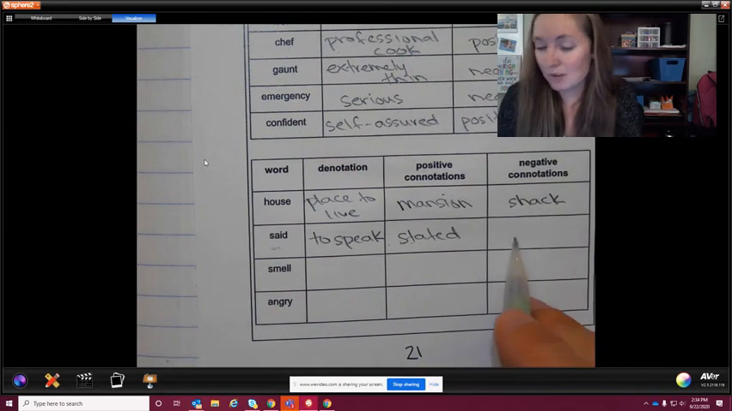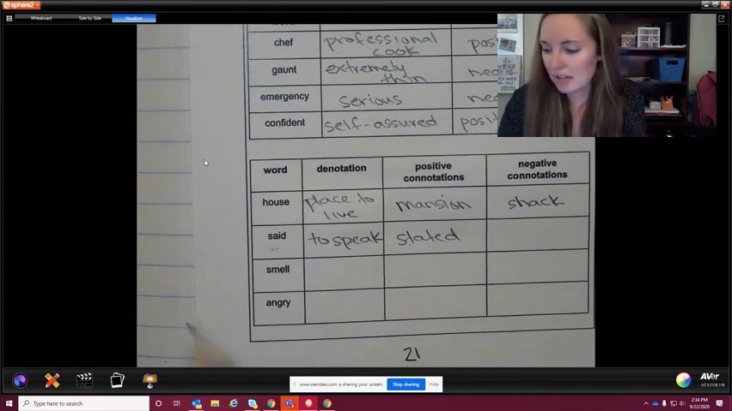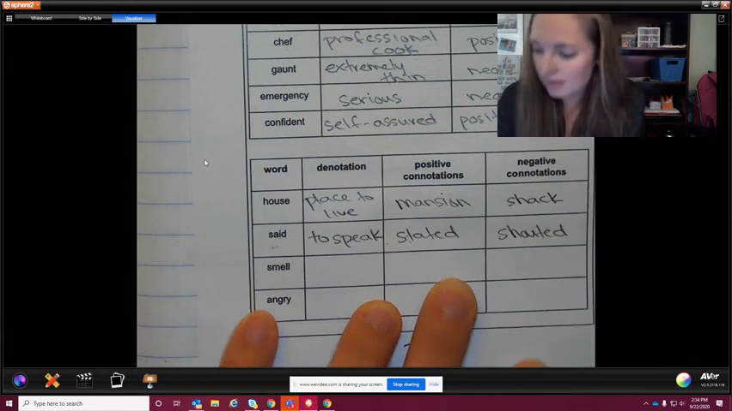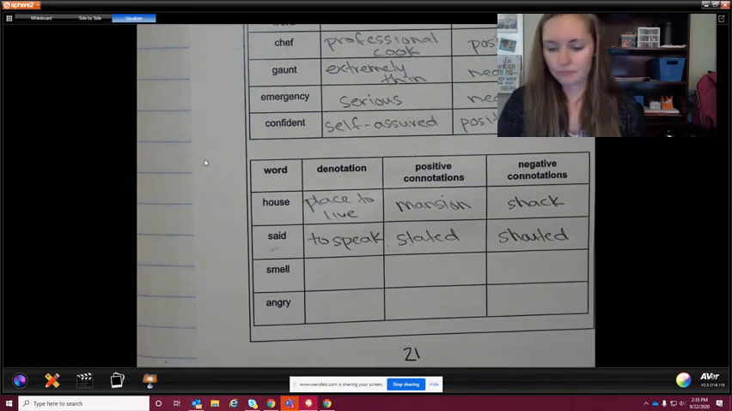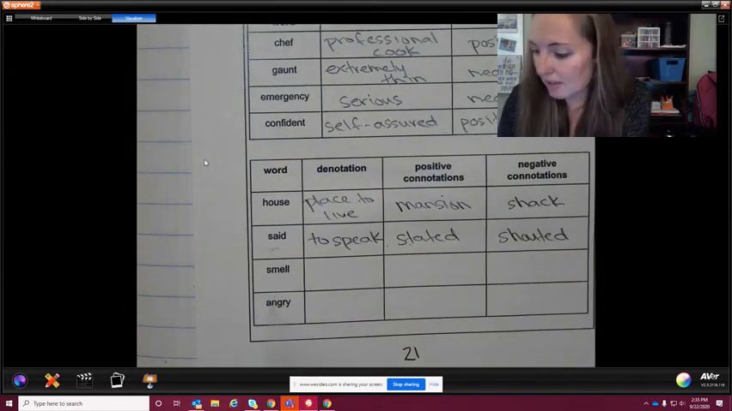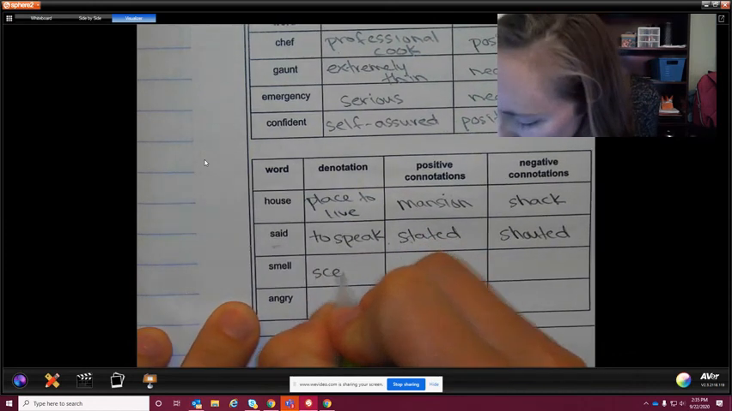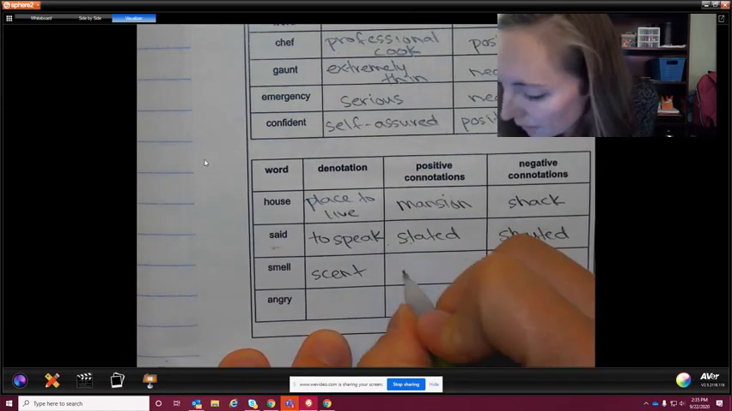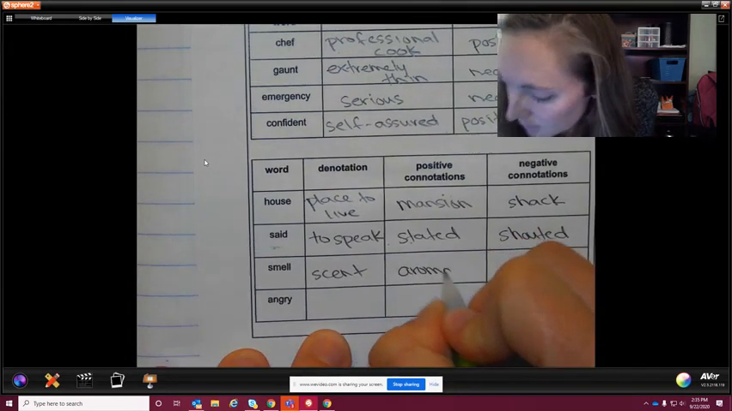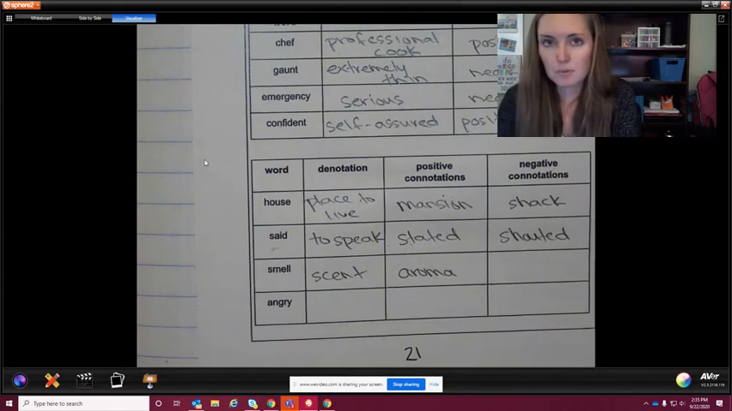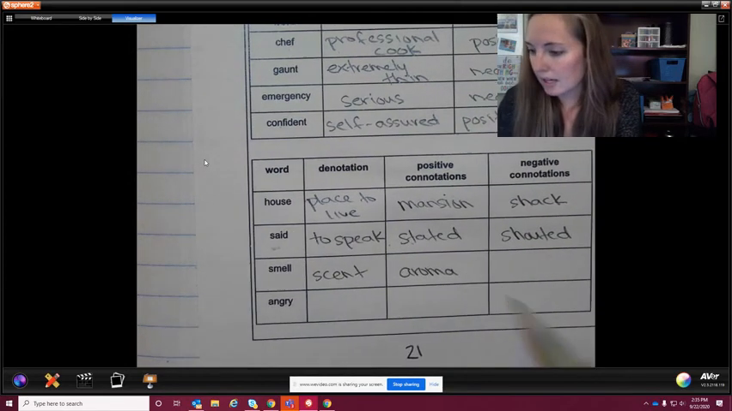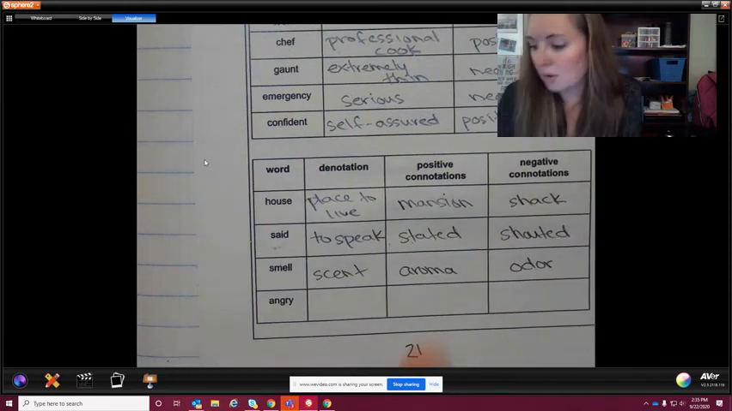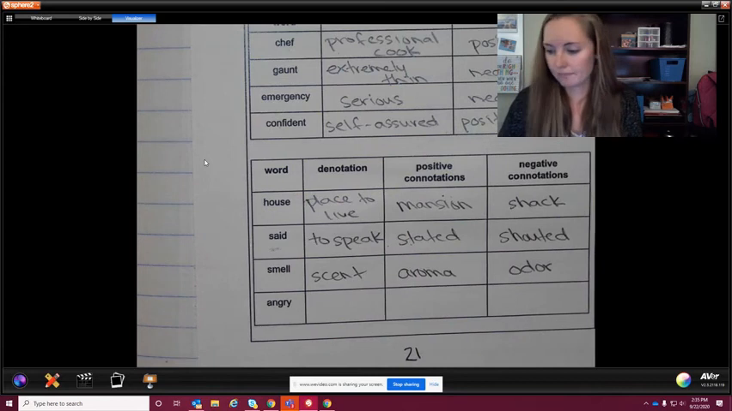The next one for negatively connotated for the whole to speak is shouted. When someone shouts something, that more so comes off with a negative feel. Okay. Smell. This is that there's a scent. Okay. A positively connotated word for that would be like the aroma. So instead of saying the smell of this room, you could say the aroma of this room. Or the negative connotation would be the odor. So you could say the odor of this room. It has more negative connotation.